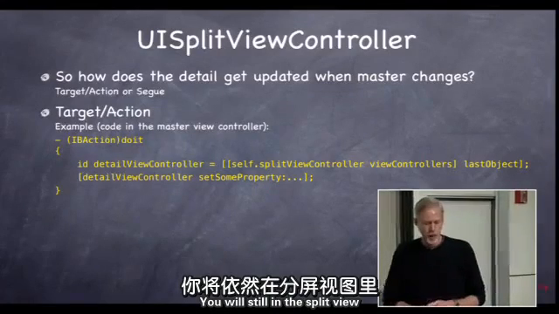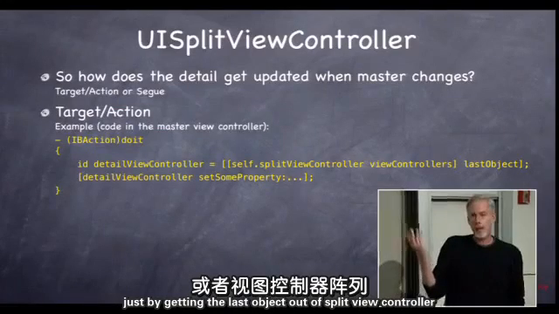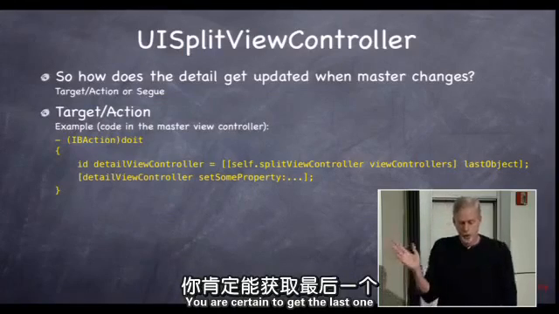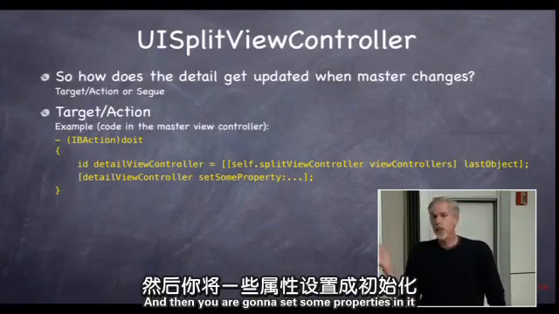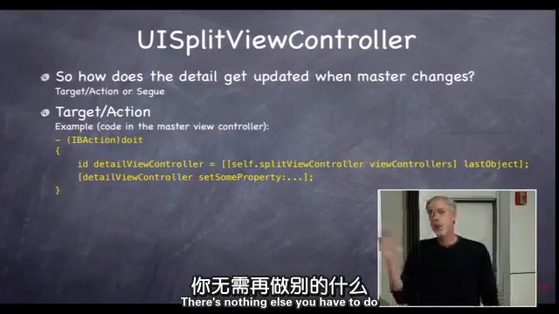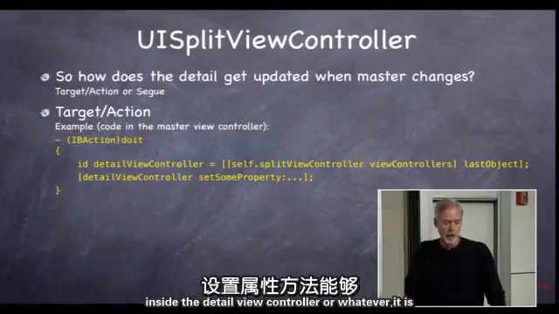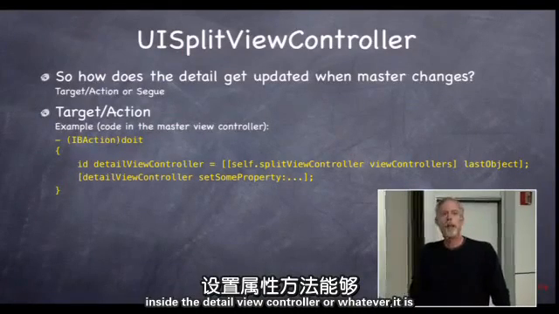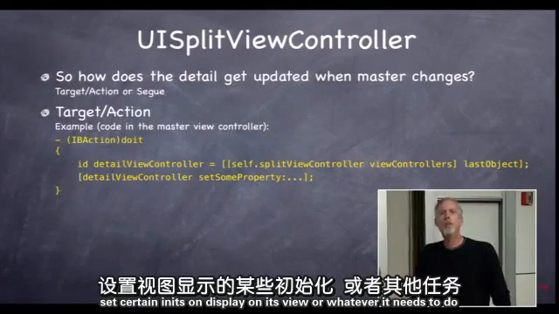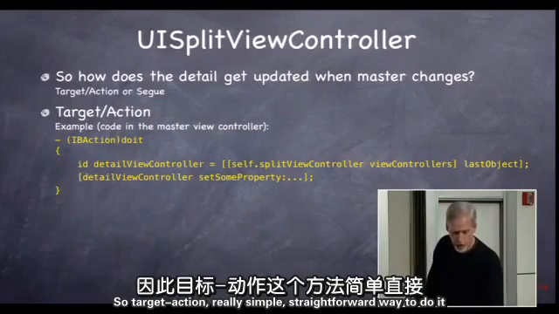So anyway, you get your detail view controller just by getting the last object out of the split view controller's array. Remember that array only has 2 things in it, so you're just going to get the last one. And then you're going to set some properties in it, and it's going to update. That's it. There's nothing else you have to do, right? Hopefully the set-some-property method inside the detail view controller, whatever it is, updates itself, says setNeedsDisplay on its views or whatever it needs to do. And that's it. So target action, really simple, straightforward way to do it.